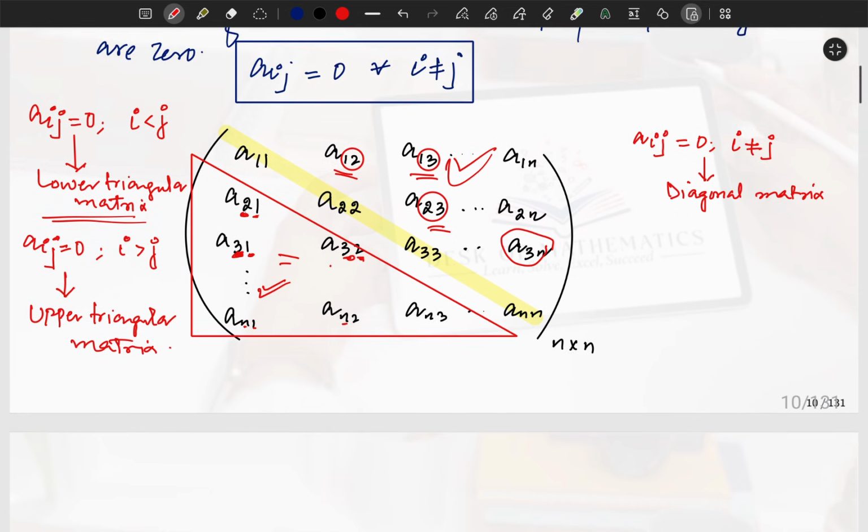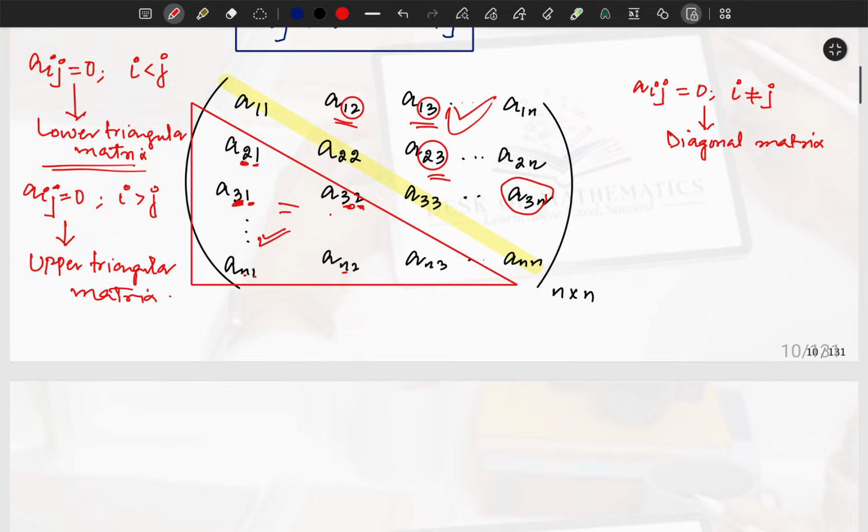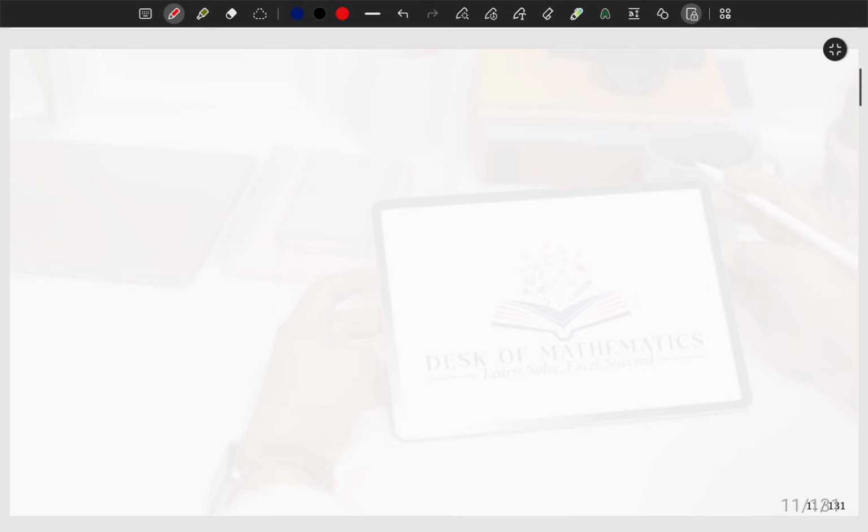So these are some matrices on the basis of the diagonal. If the upper triangular part and lower triangular part are both 0, only the principal diagonal elements may or may not be 0, then it is a diagonal matrix. So we can say the diagonal matrix is upper triangular as well as lower triangular.